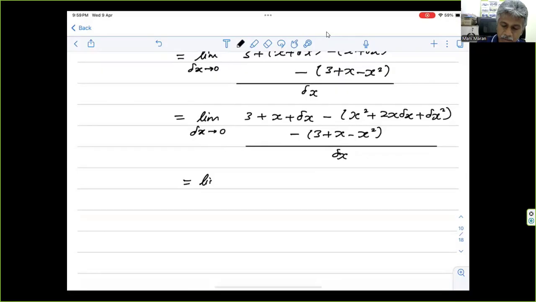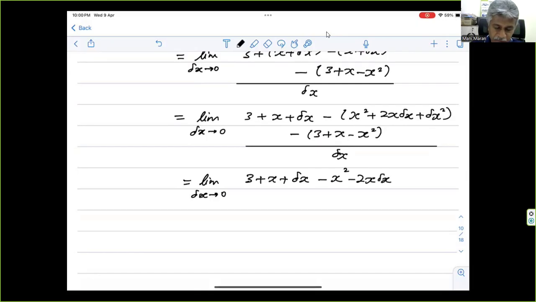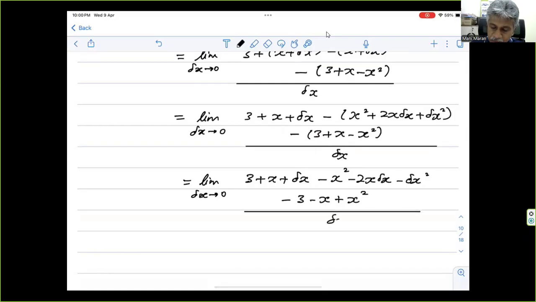Limit delta x approaches 0. So you'll get 3 plus x plus delta x. Remove the bracket, you get minus x squared, and then you got minus 2x delta x minus delta x squared. Okay, and then you got minus 3 minus x plus x squared, everything divided by delta x.